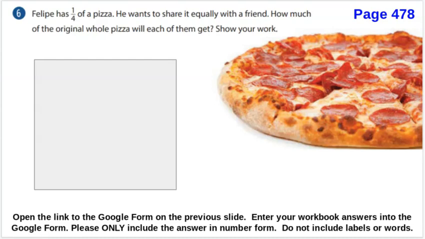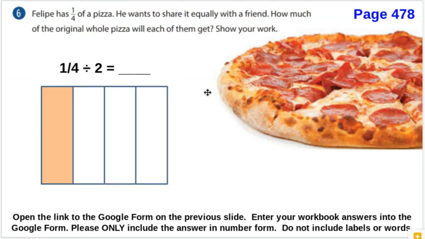So let me show you a model to help you get started. So you can see that for this problem, we're doing 1/4 divided by 2. The problem is 1/4 divided by 2 because you can see that we're starting with 1/4 of the pizza, and we need to fair share this remaining part of the pizza with Felipe and a friend. So that's 2 people.